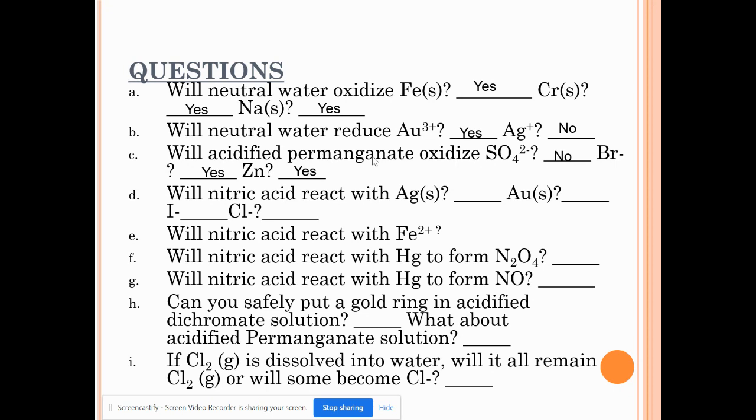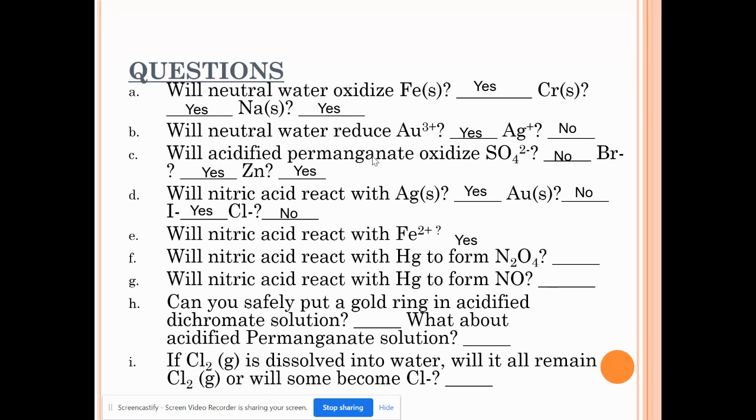Will nitric acid react with silver? Yes, nitric acid is going to react with silver. You have the Z pattern. Au, no, it's an S pattern, non-spontaneous. I-, yes. And Cl-, no, you're going to have that S pattern. All right, so always look at the S or the Z. Z, yes. S, no. Will nitric acid react with Fe2+? Yes, making the Z pattern.